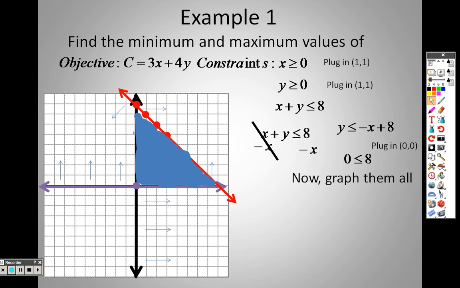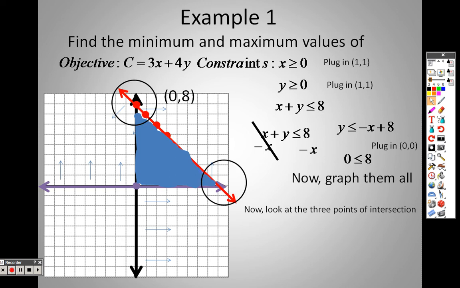Now, to find the answer, I need to find the max, and to do that, I look for the bounded areas. I look at the 3 points of intersection where everything is bounded. That point up here is 0, 8. That point down here is 8, 0. And that point there is 0, 0. I need to take those 3, they're like my solutions, and see which ones give me the max and which give me the min. I plug those into my objective function.